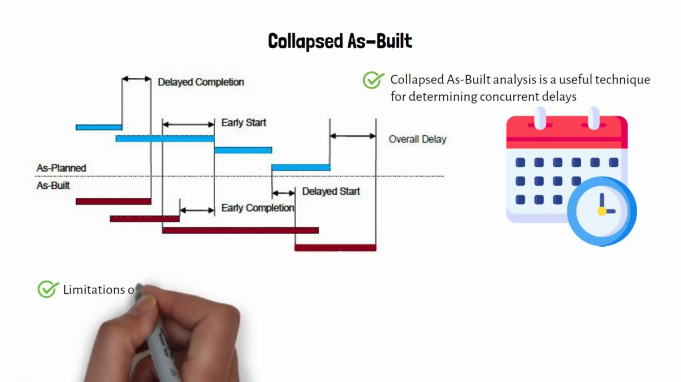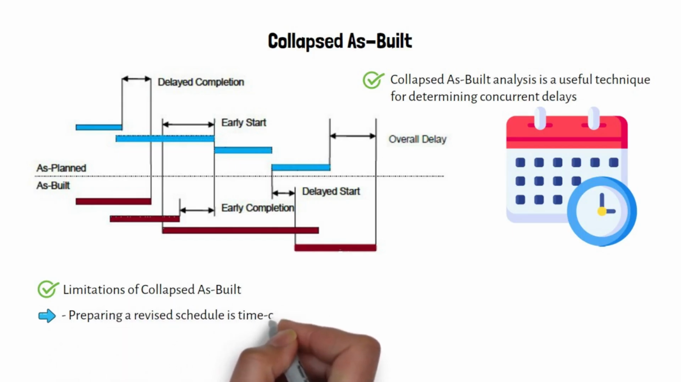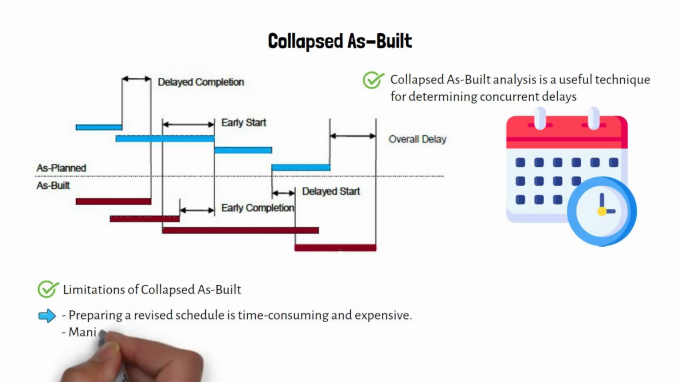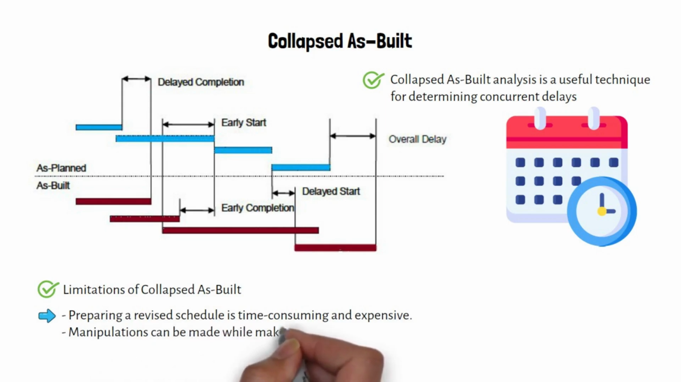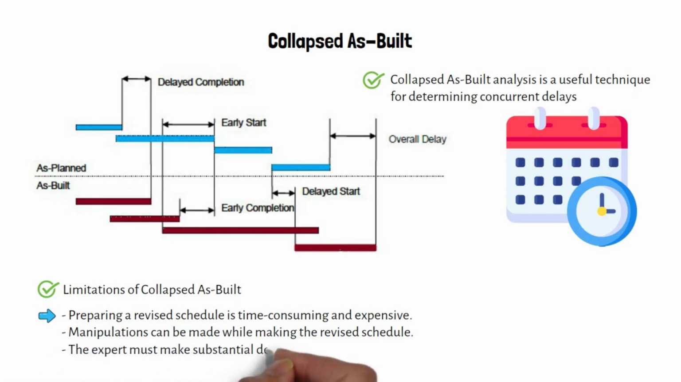Below are the limitations of collapsed as-built. Preparing a revised schedule is time-consuming and expensive. Manipulations can be made while making the revised schedule. The expert must make substantial decisions.